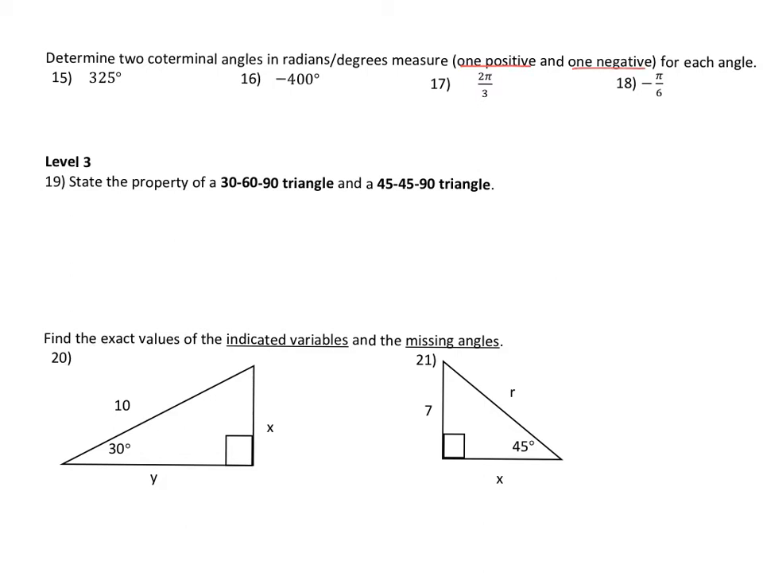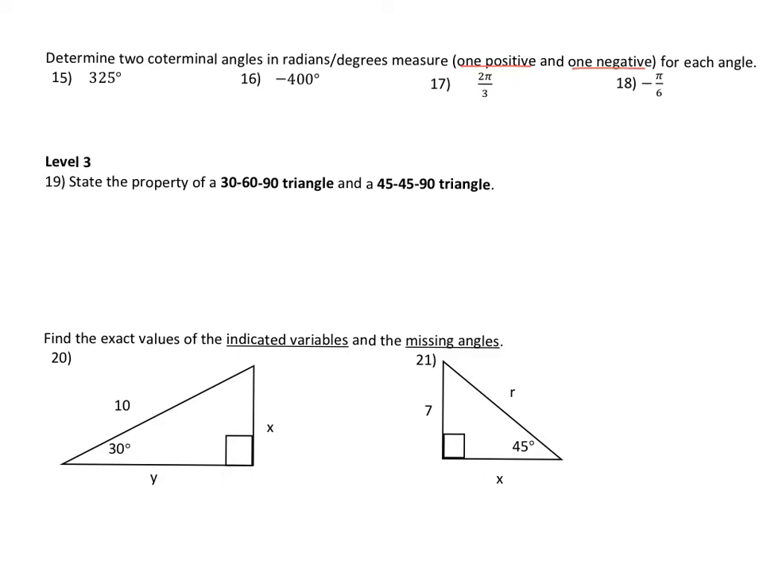So let's just review for a moment. Coterminal angles have the same initial side and terminal side. So you can have different value angles, but they can hit in the exact same location on a graph.